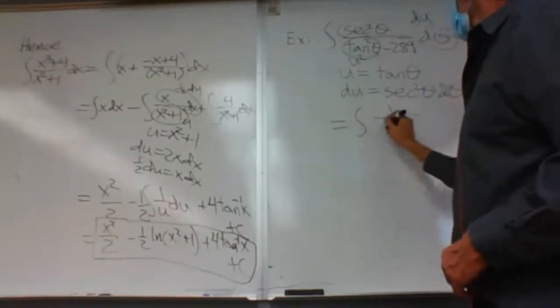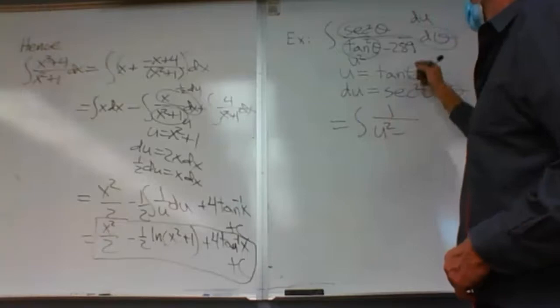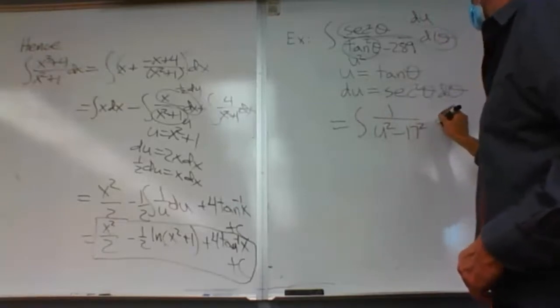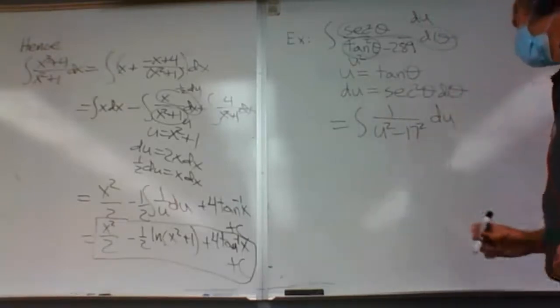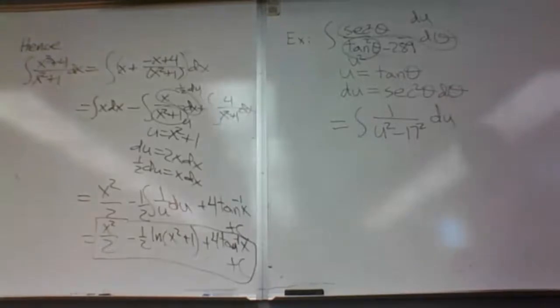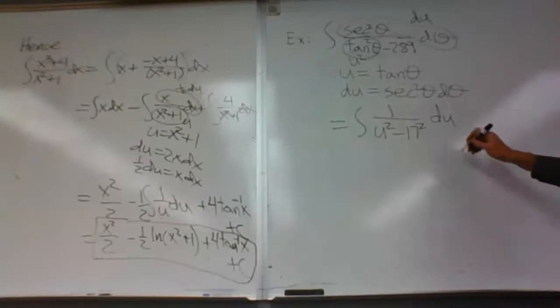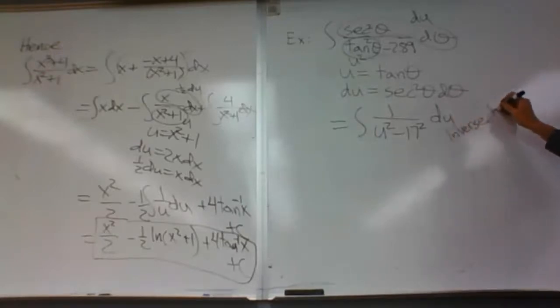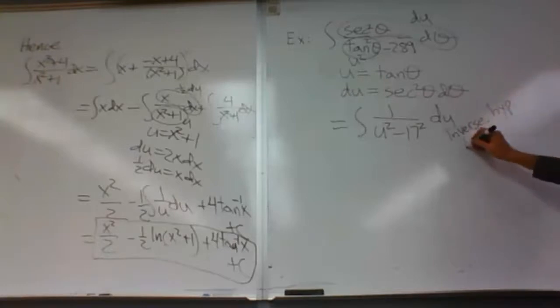All right. So now I'm going to substitute that for u, and then if u is tangent theta, this is u squared. Convert this into the integral of 1 over u squared minus, and I'll write 289 suggestively as 17 squared, du. Now that must convert to something. What could that be? And I'll give you a hint. You could actually use your inverse hyperbolic trig functions here.